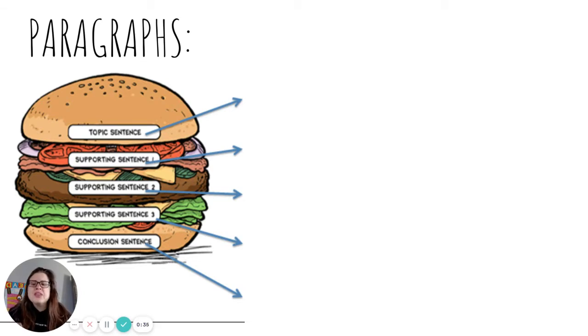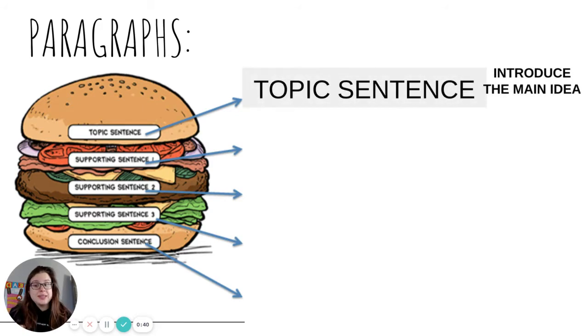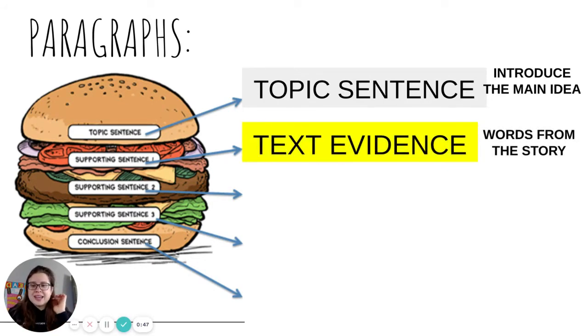Okay, so we've talked already in class about this idea that our literary essay is going to have paragraphs. And those paragraphs are going to have some pretty consistent parts. They'll have a topic sentence in which you'll introduce the main idea that you're going to write about. They'll have text evidence, and those are words directly from the story.